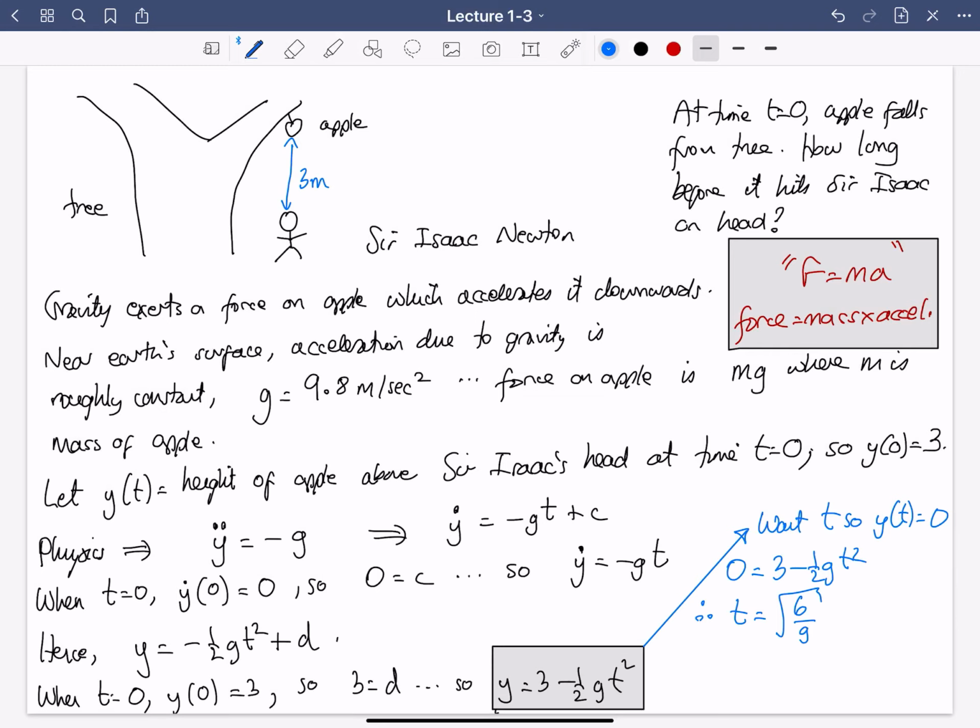So g is about 10, so 6 over g is a little bit more than 0.6. That's pretty close to 0.64, I would guess, and 8 eighths is 64, so that's roughly equal to about 0.8 seconds. That would be my final answer, roughly. I think that's to about 1 decimal place. This is not a bad estimate I just made. Okay, so that's how long he's got to get out of the way to avoid the apple hitting him on the head.